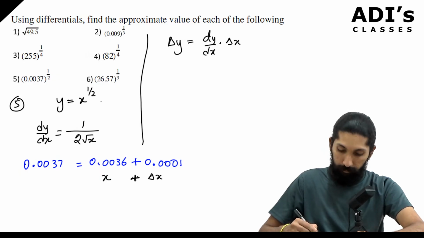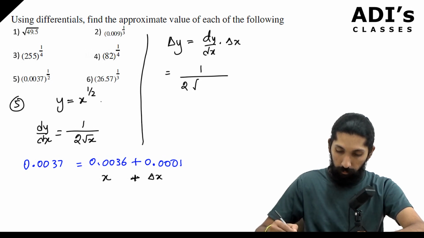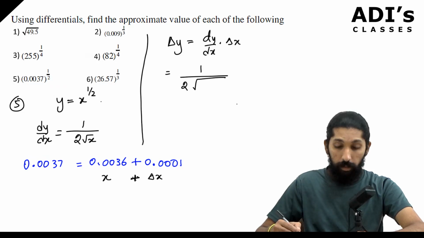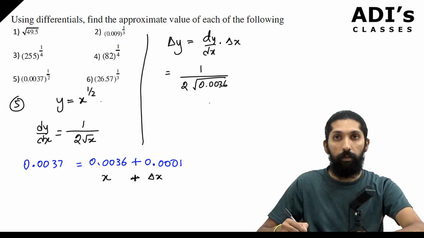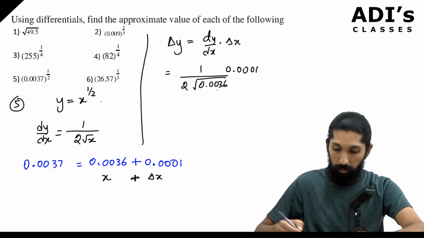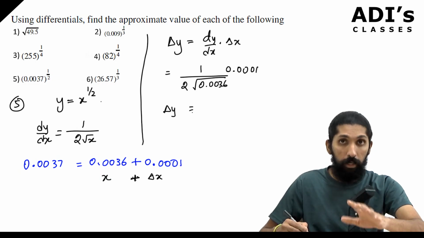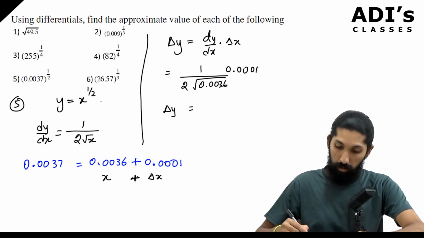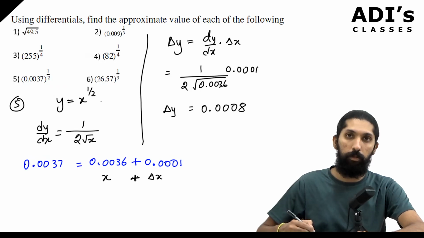into delta x. So here you'll get 1 by 2 into root of, what is the value of x here? X value is 0.0036, right? What is delta x? 0.0001, right? So if you substitute, the value of delta y will be 0.0008. Okay, very, very small number.